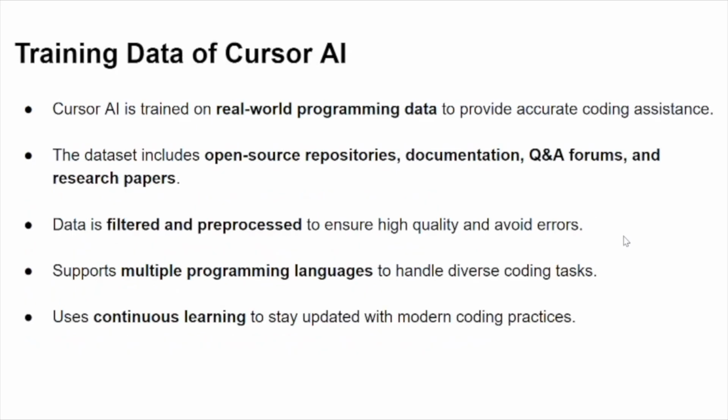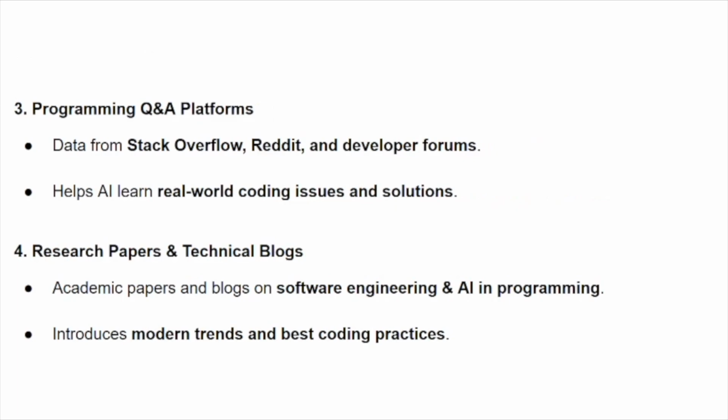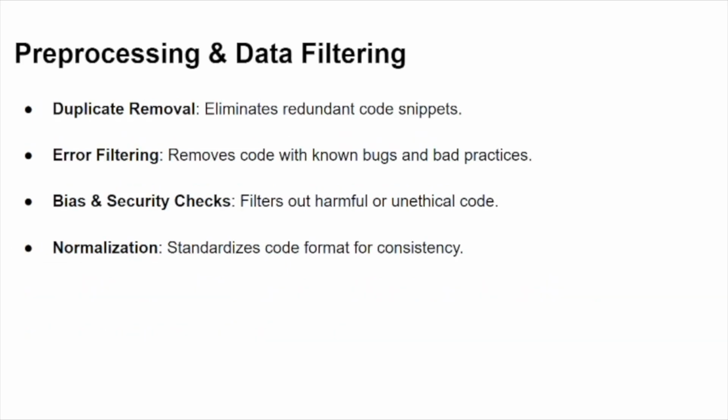The training data of Cursor AI includes real-world programming data. The sources of the training data include open source repositories like GitHub, GitLab, and other coding websites, official documentations of Python, JavaScript, etc. The programming question and answer platforms like Stack Overflow and other websites, and some research papers.